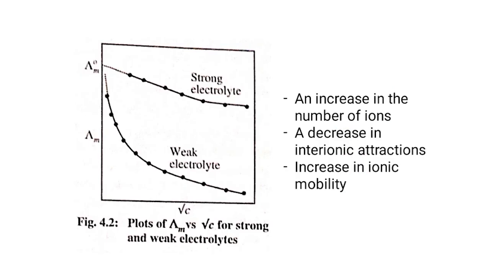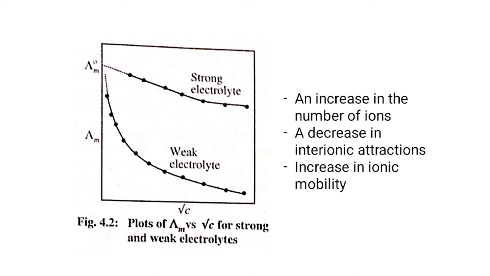So on increasing dilution, there is an increase in the number of ions in the case of weak electrolyte, a decrease in interionic attractions for both strong and weak electrolyte, and an increase in ionic mobility for both strong and weak electrolyte. So we can see one by one.